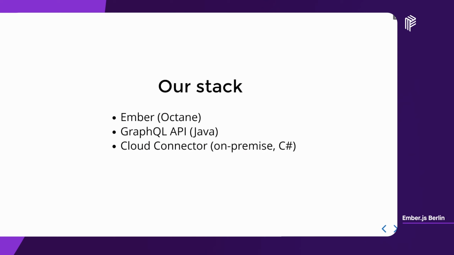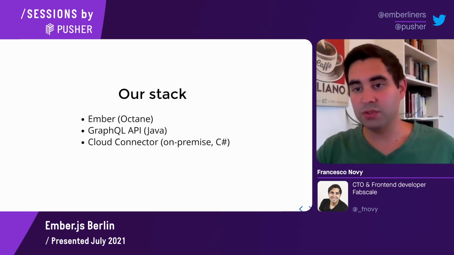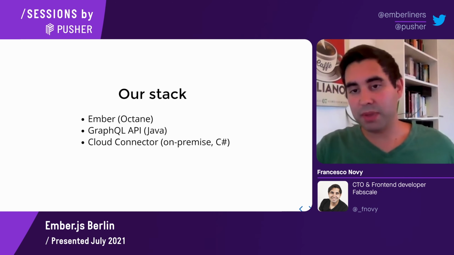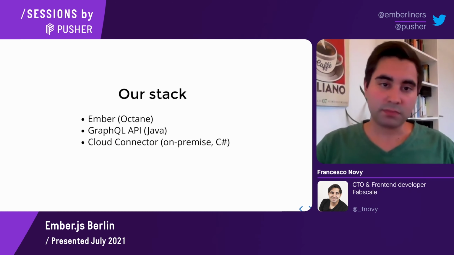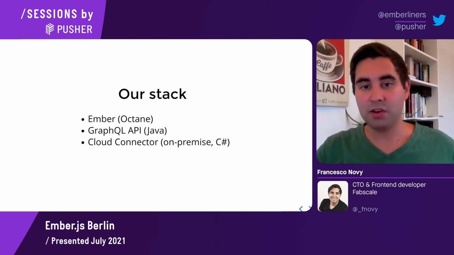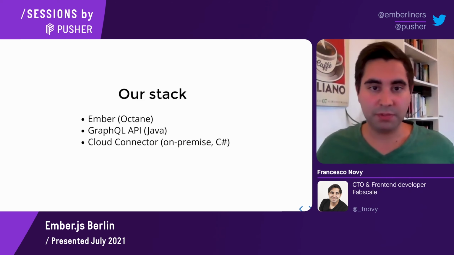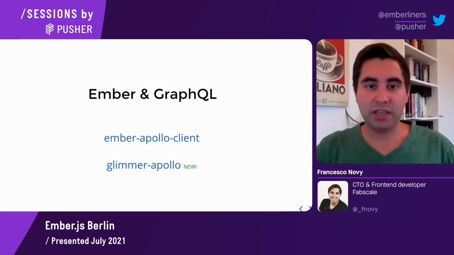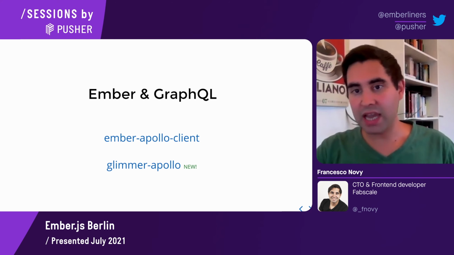Our stack is an Ember app, which we use for the front end. It's a fairly up-to-date Octane app. We have a Java-based GraphQL API and a little software called the Cloud Connector, which runs on-premise in the roasting plant and is built in C#. I will be focusing on the Ember part, especially on how we communicate with our GraphQL API.